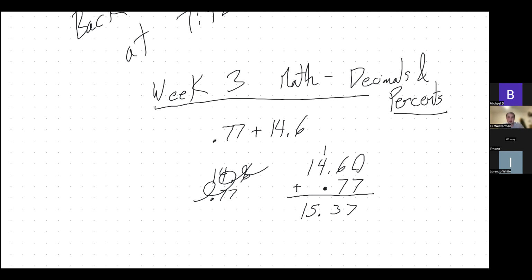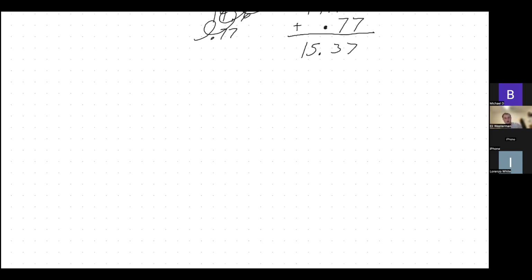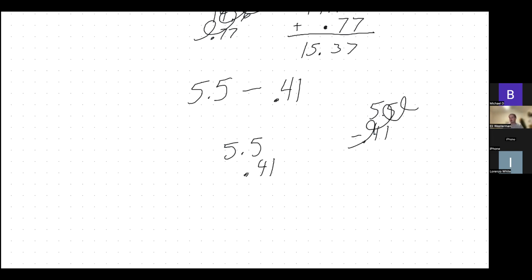Let's look at a subtraction problem. I gotta unlock my phone, of course. So let's say 5.5 minus 0.41. So let's say 5.5, and then we got 0.41. If we had done 5.5 minus 0.41 like that, it would not have worked. So we can add a 0 here. We can say 10 minus 1 is 9. Bring this down, 4, 0, 5.09.